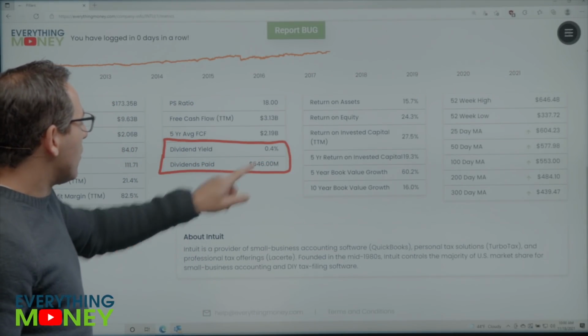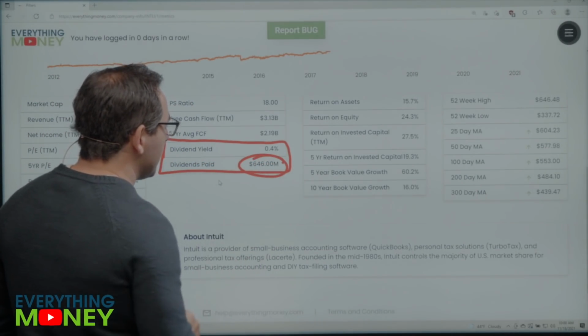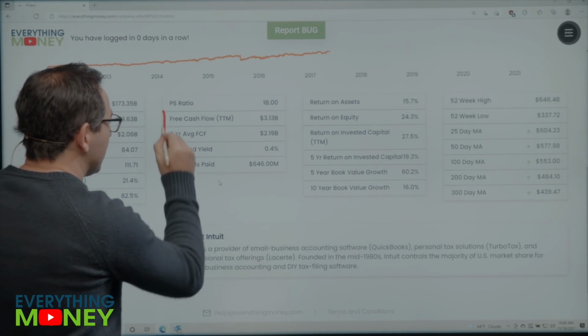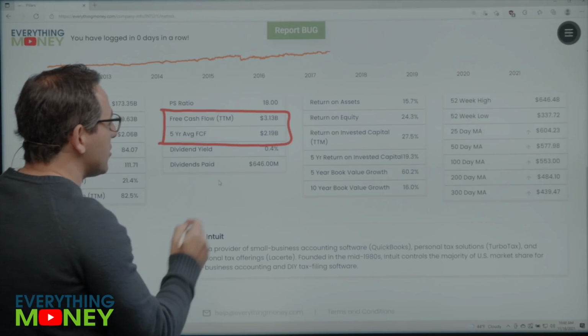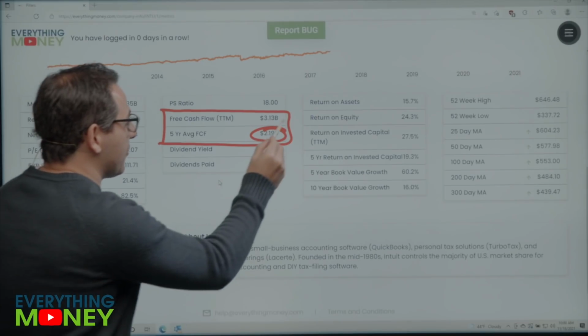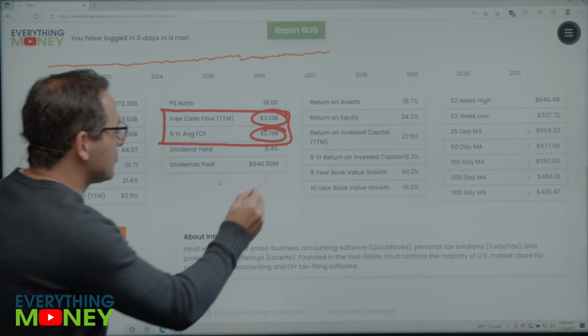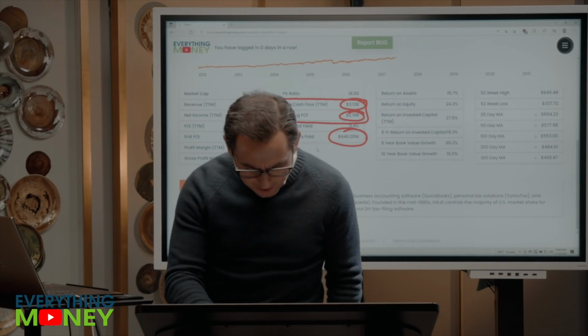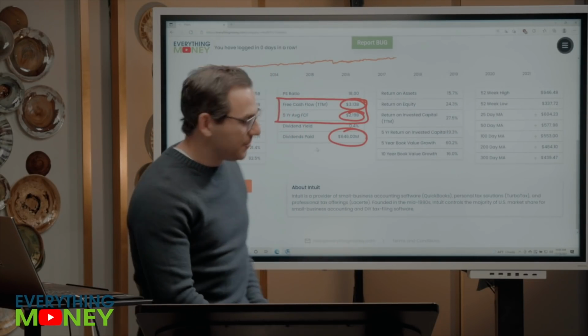And on our software, we list the dividends paid of $646 million, and then we compare it to the 5-year free cash flow and the last year free cash flow. So the 5-year average is $2.2 billion, and last year they did $3 billion. So it shows right here, they can easily afford this dividend. Now, doing some research into it. Please do. Nope, nothing about the dividend.